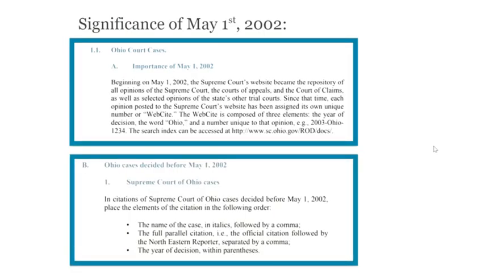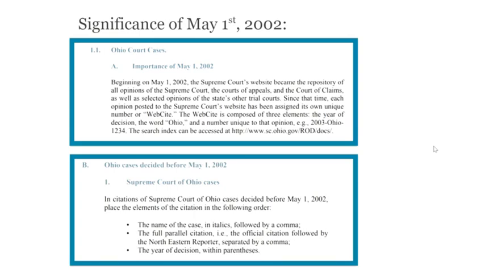So let's talk about the significance of May 1st, 2002. May 1st, 2002 is significant because on this date, the Supreme Court of Ohio website became the repository of all opinions of the Ohio Supreme Court and Ohio Court of Appeals, as well as of selected Ohio trial court opinions.